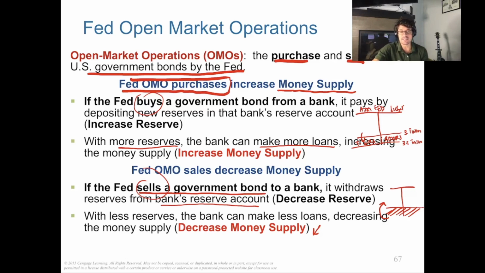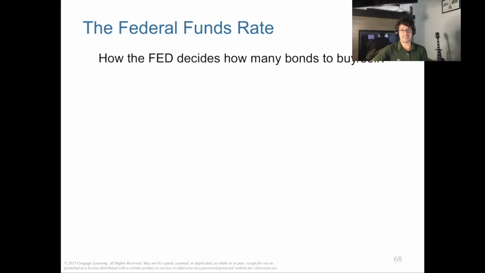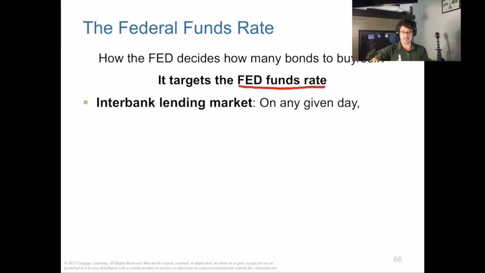Now, the question is, how does the Fed decide how much to purchase and how much to lend of these government bonds? Let us look at it. So how does the Fed decide how many bonds to buy or sell? Well, it targets what is called the Fed funds rate.